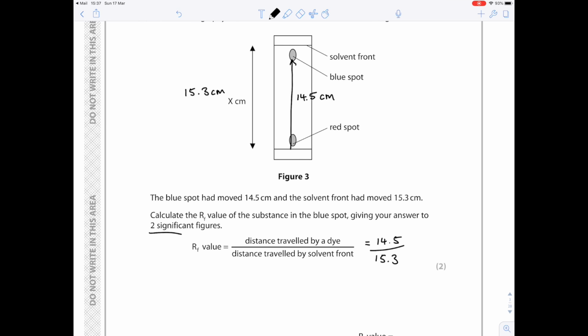When you pop that into your calculator, you'll get a value which is 0.9477, but we need it to 2 significant figures. So we need 2 figures after that decimal point. So that 4 rounds to 5. And that is our final answer.